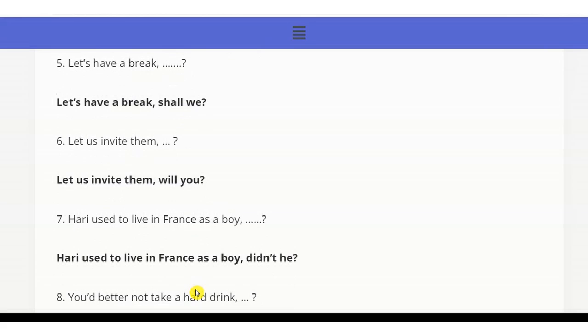Question number 7. Hari used to live in France as a boy. Used to is past tense, because of that. Didn't he? This is a positive statement, so the negative question tag is: didn't he?